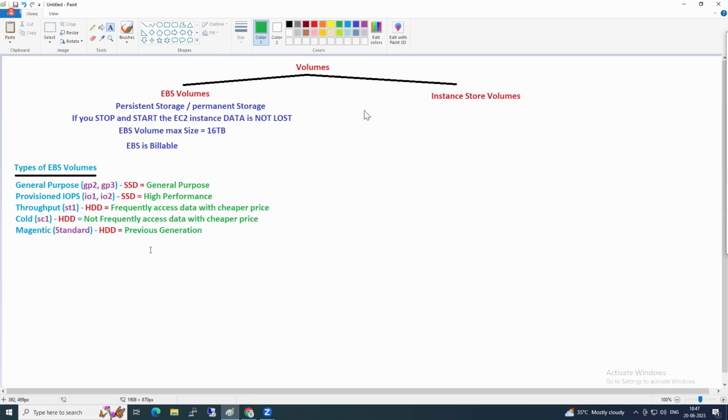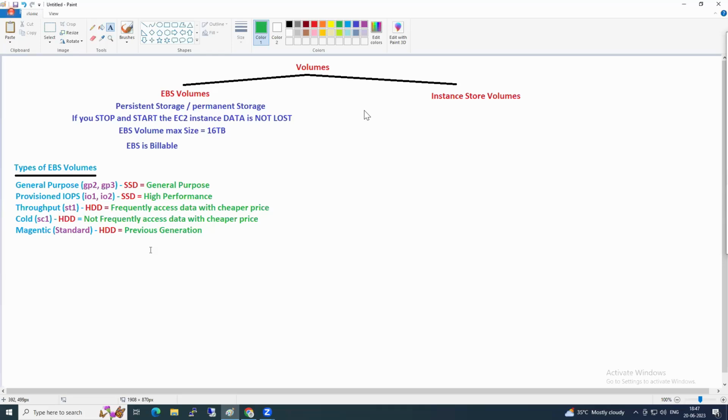And let's say you are setting up a database, or a graphic machine, or something very powerful where you need high performance. Which one do you choose? IO1 or IO2. You can choose either IO1 or IO2, and that is for high performance. Compared to IO1, IO2 is a little bit higher.